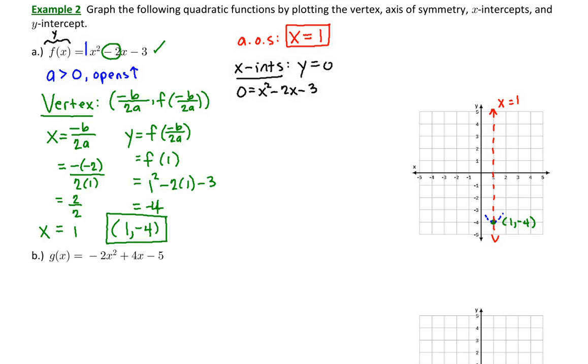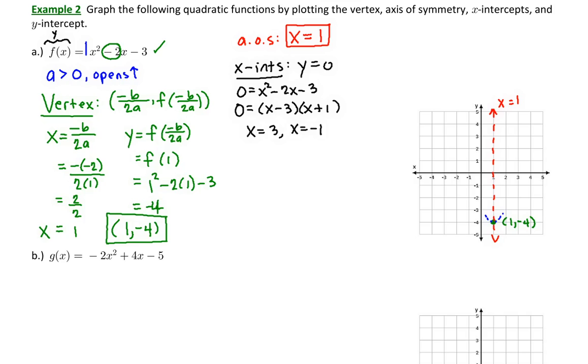This is a quadratic equation in one variable. You could solve this by factoring, by completing the square, or by the quadratic formula. I think the most convenient option here is factoring. This easily factors as x minus 3 times x plus 1. So we have 2 x values, x equals 3 and x equals negative 1.